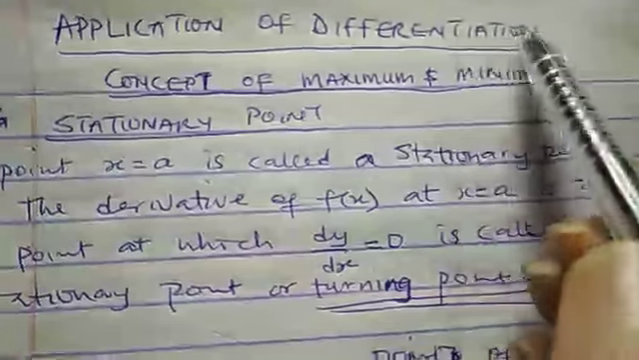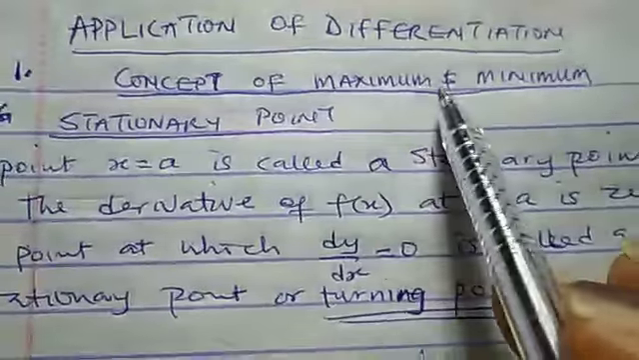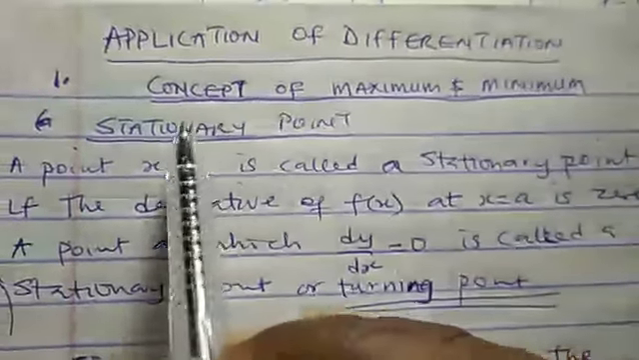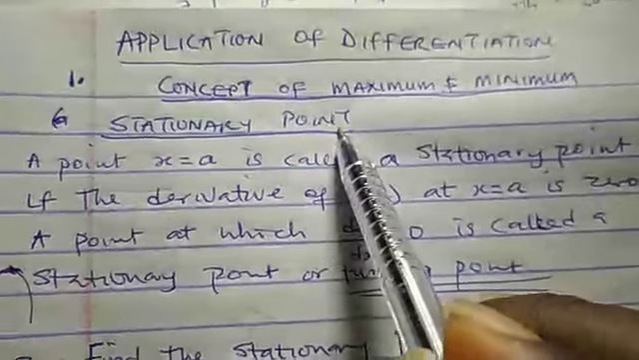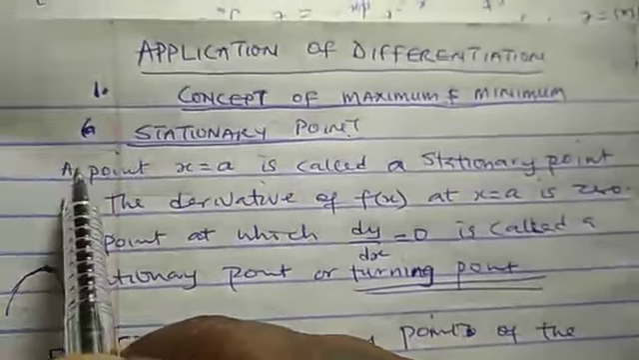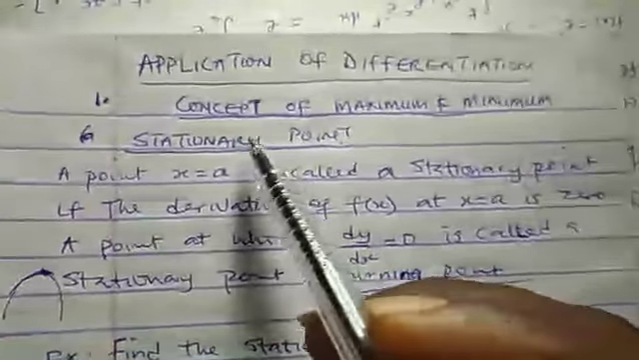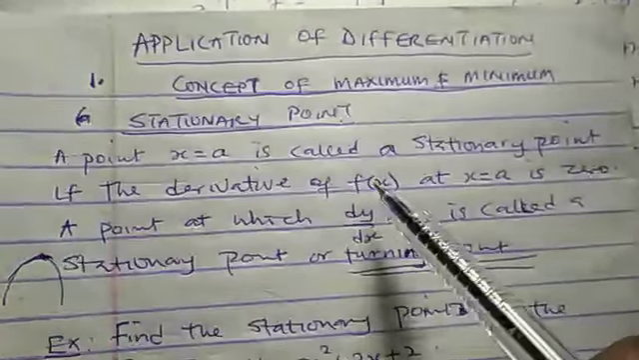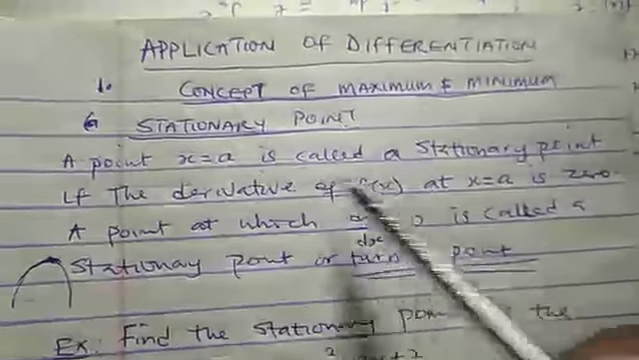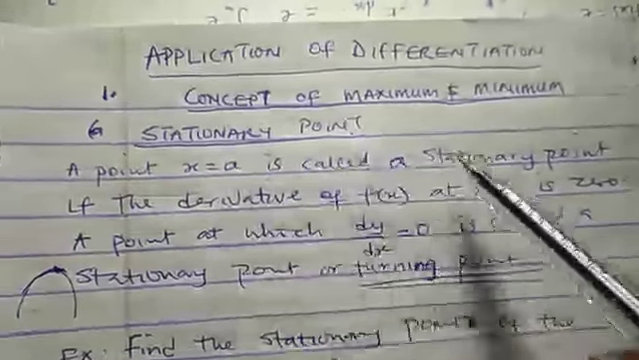We now move to application of differentiation. Before that, under application of differentiation, the first one we have is the concept of maximum and minimum. Under the concept of maximum and minimum, we first talk about stationary point. Now the definition. If they say that a point is a stationary point, from the word stationary, something that is not moving, it simply means if the derivative of a function is 0 at a certain point, then that type of point is what we call a stationary point.